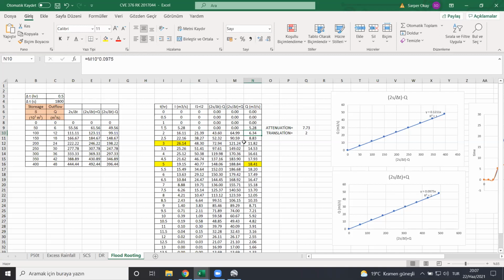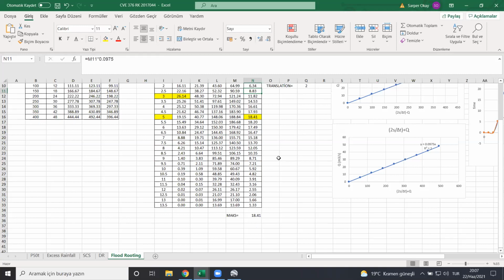And you will repeat the same procedure. For this one, you'll come here, you'll divide this value with the slope of this graph, you'll get this 52.32. You'll sum I1 plus I2 with this value, you'll get this value, and then you will multiply it with this slope and you'll get this discharge value, and you'll fill this table like this.